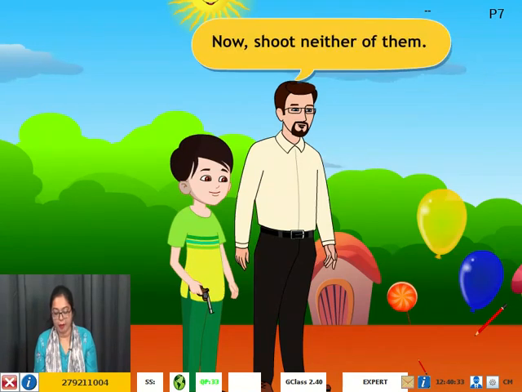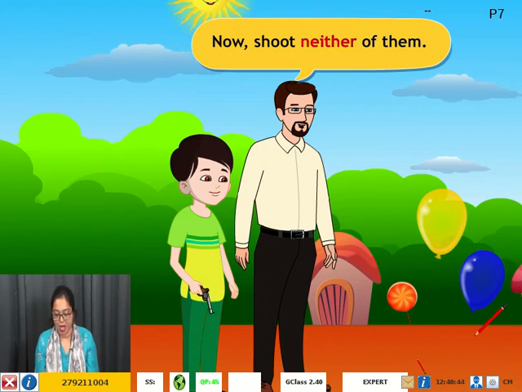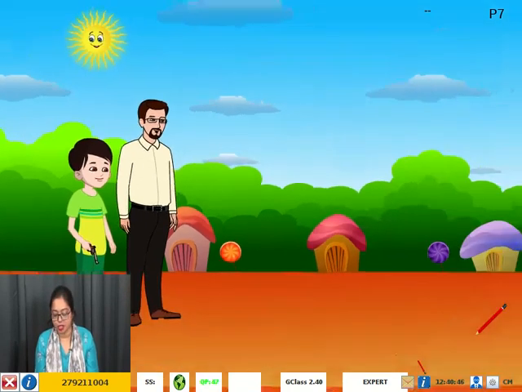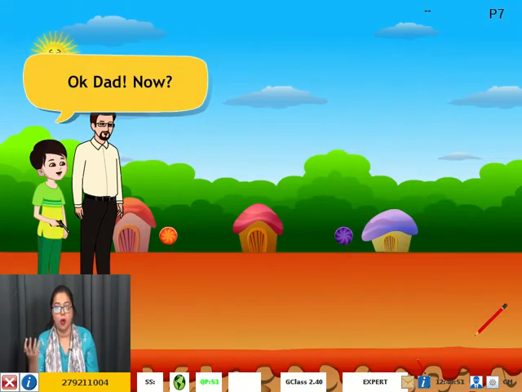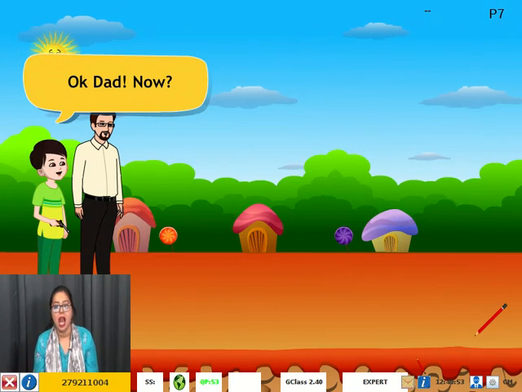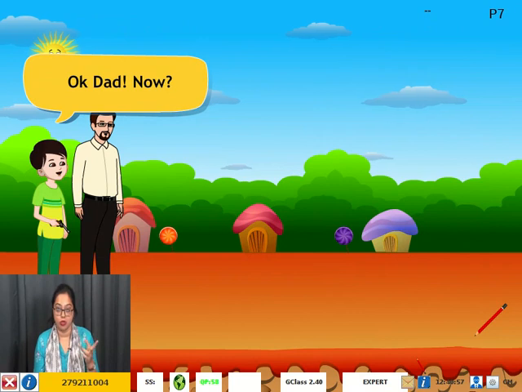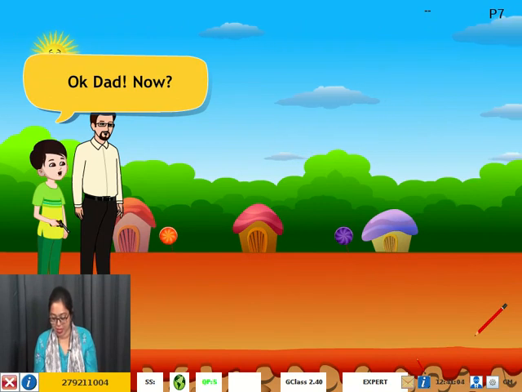Now let's see what his dad replied. Now shoot neither of them. That means his father used the conjunction neither. Neither means no need to shoot anyone, any of the balloons, okay? So have a look, neither here is a conjunction or connector. Both the balloons were going up and he was unable to shoot anyone. As his father said not to shoot anyone, the conjunction neither was used, isn't it? So that's why he did not shoot any of the balloons.